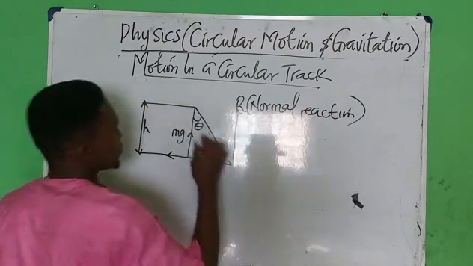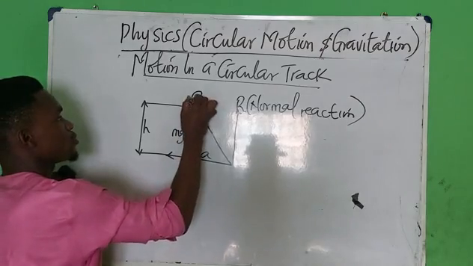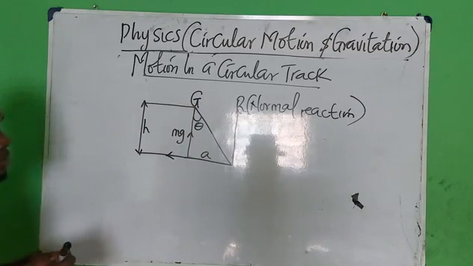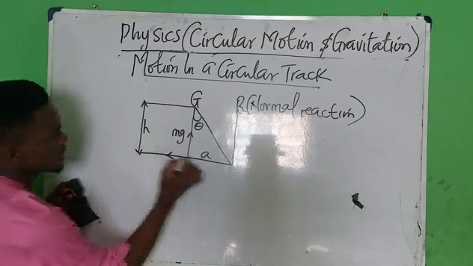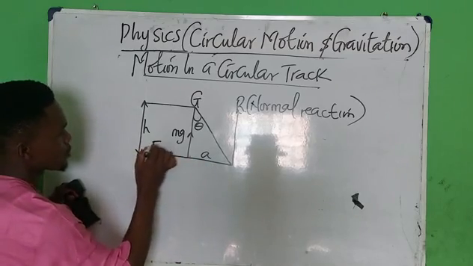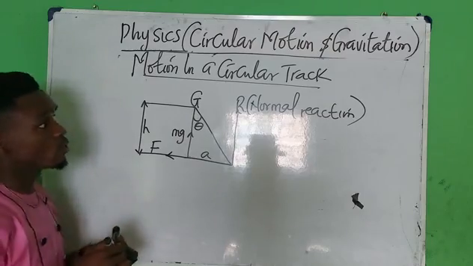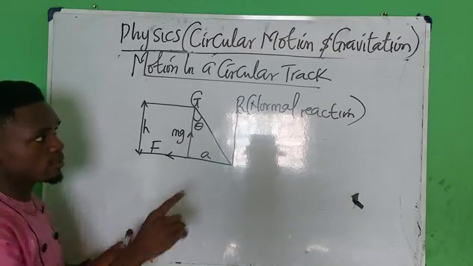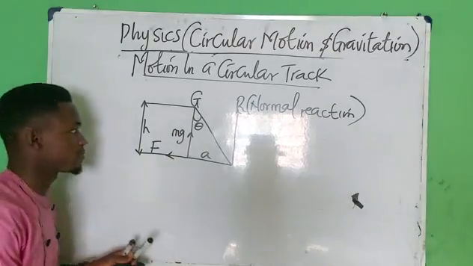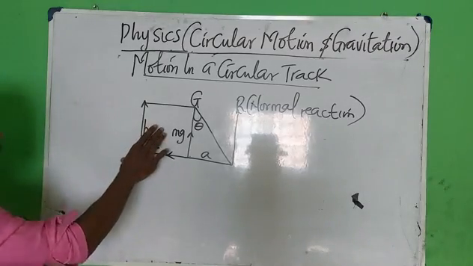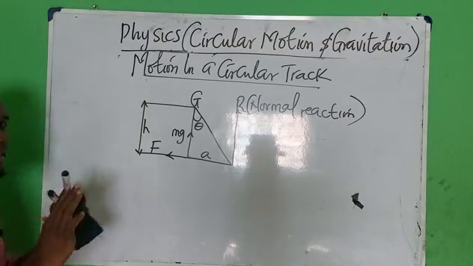Normal what? Reaction. And this point is called what? Center of gravity. And here is called what? The frictional force. While this one is what? The normal force or normal reaction. Not normal force, please. It's called normal what? Reaction. So from what we have here, I can deduce my formula easily.